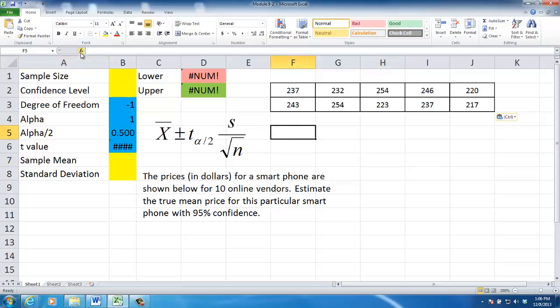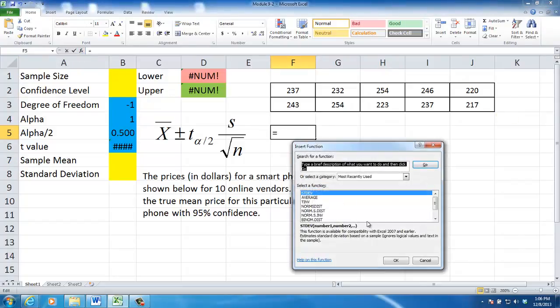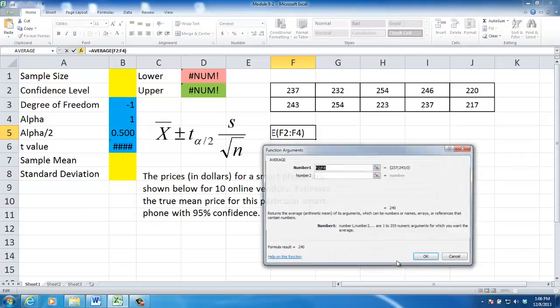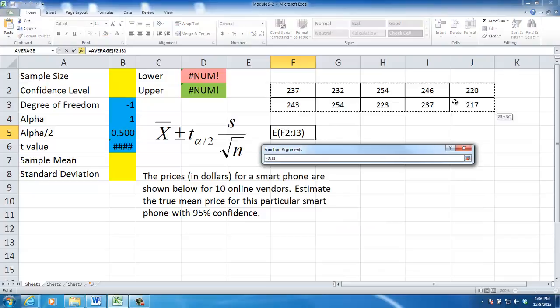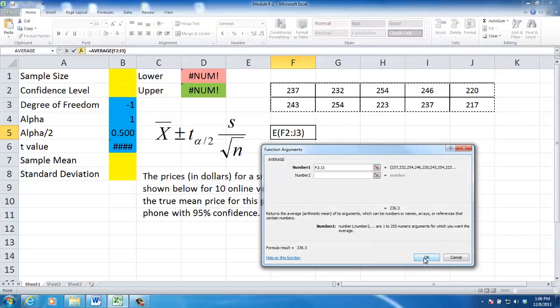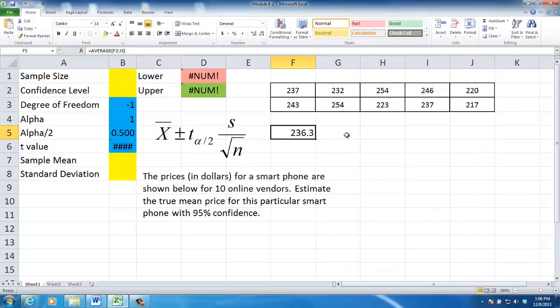Now I can use the Excel function AVERAGE. So I click average and hit OK. And I need to highlight the data. I highlighted the data and then hit OK. So the average is 236.3. So I just put here the average price for a cell phone.